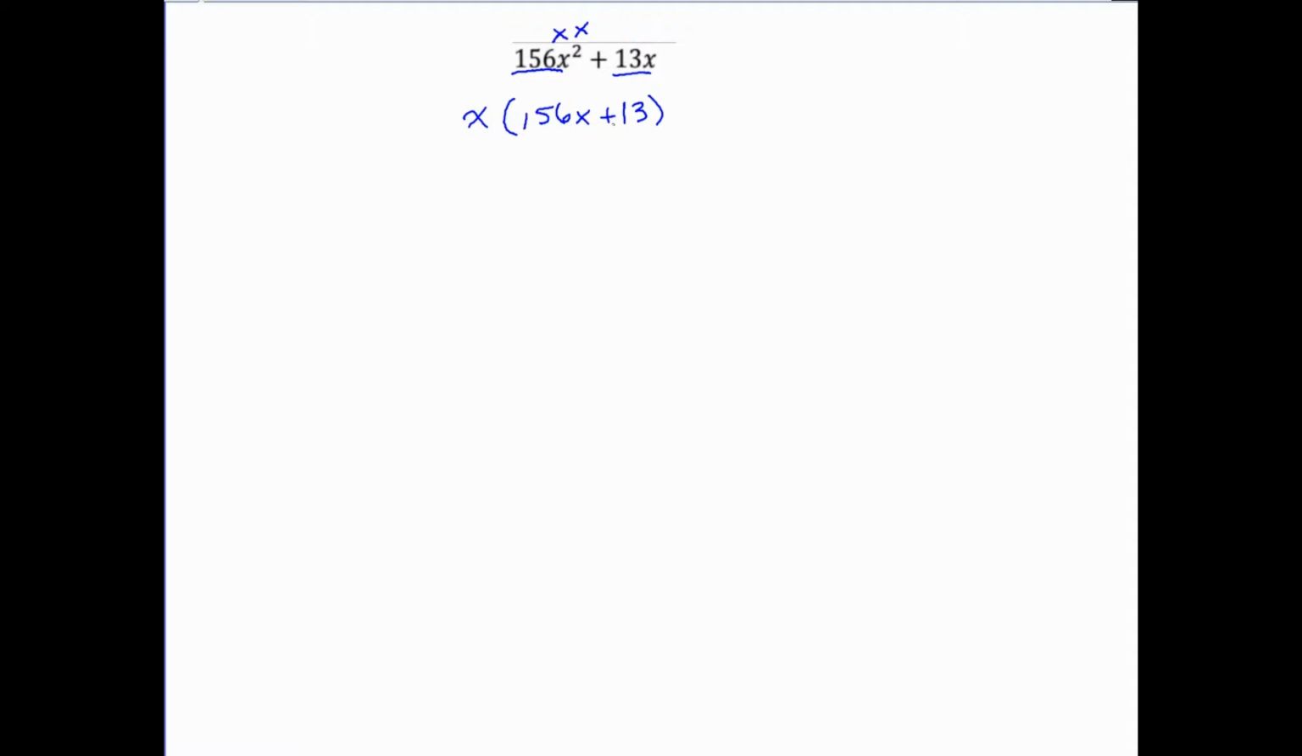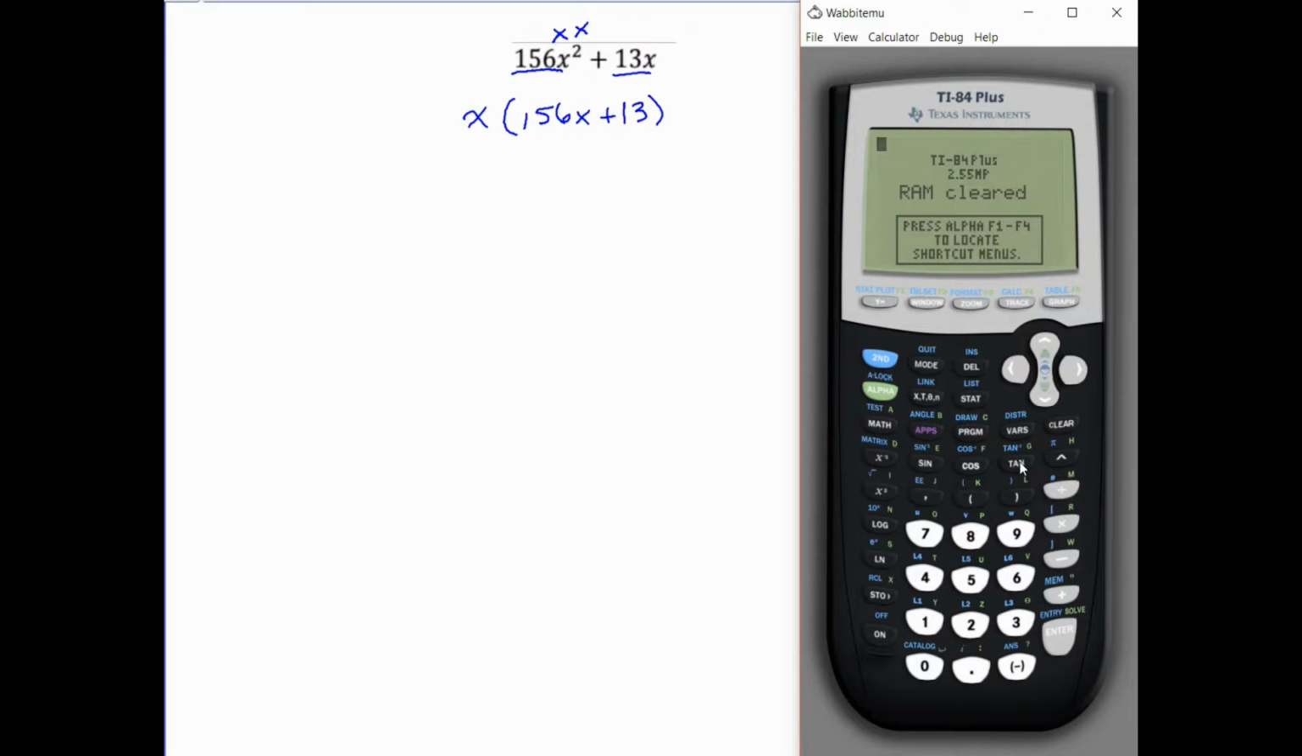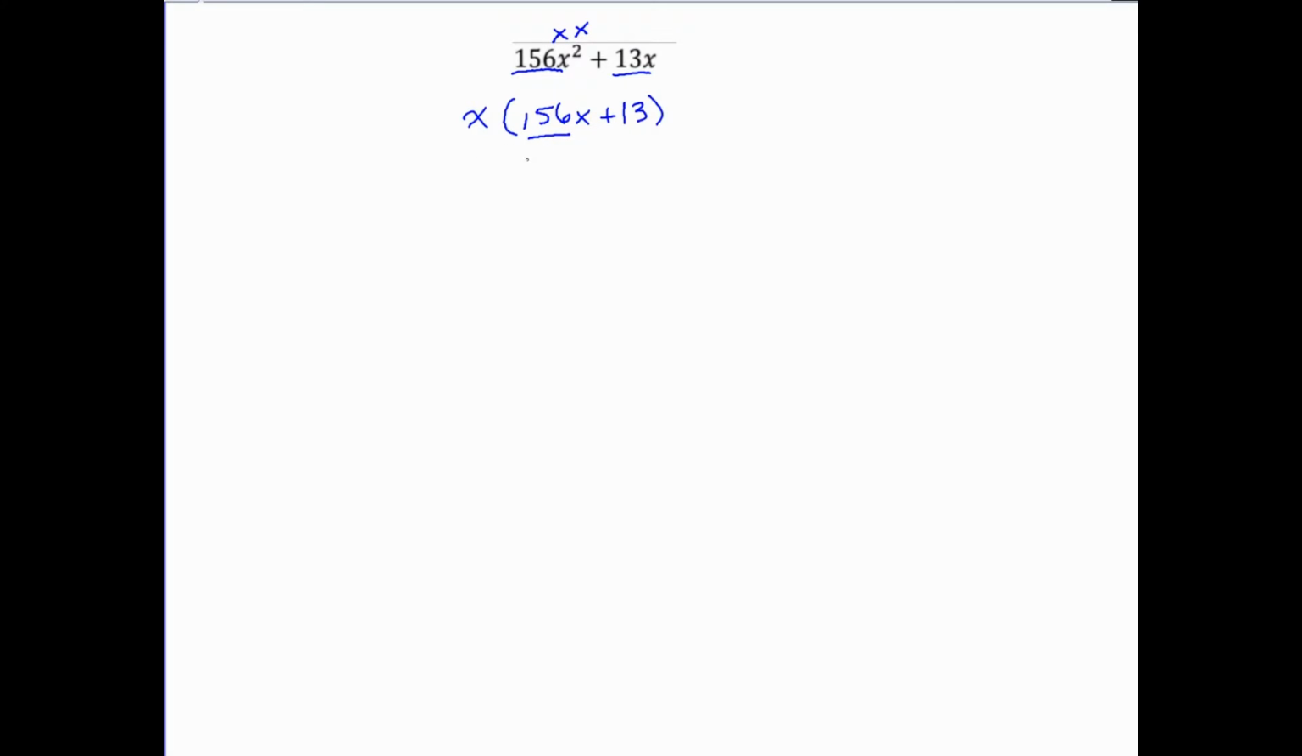Okay. Now let's see if I can take any more out. I'm not exactly sure right now, but let's see if I can do 156 divided by 13. Does that work? Excellent. So I can take a 13 out of both of these. 156 divided by 13 and 13 divided by 13 go into them evenly. So I'm going to bring the 13 out to the front. 13 times x, that's 13x. And then 156x divided by 13, well, that was 12x. And then 13 divided by 13, well, that's 1.